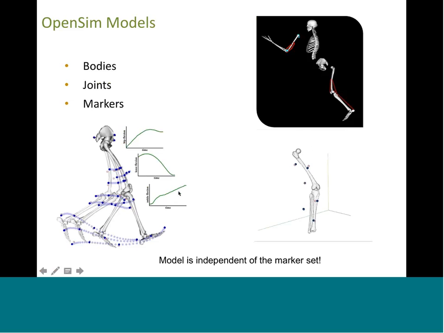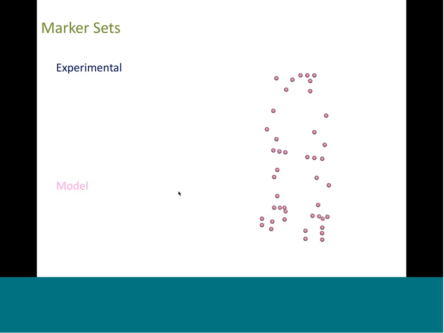What separates OpenSim from other common marker-based methods for calculating kinematics is that our model is independent of the marker set. The primary benefit of having a model that's independent of the marker set is that the same model can be used with different marker sets in order to study different movement patterns. As I mentioned, we need marker sets to solve for kinematics, so I'm just going to discuss a couple right off the bat. We start with our experimental markers, which are the data that we collect in the lab, and we compare them to model markers in order to track our subject's movements.